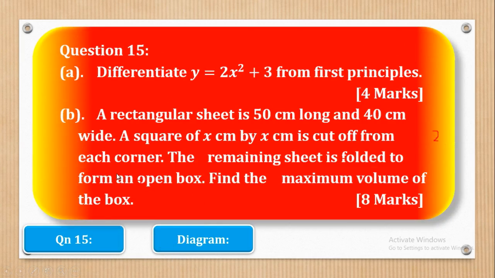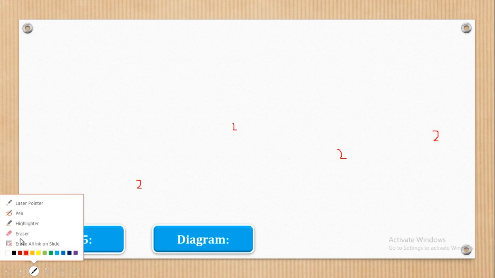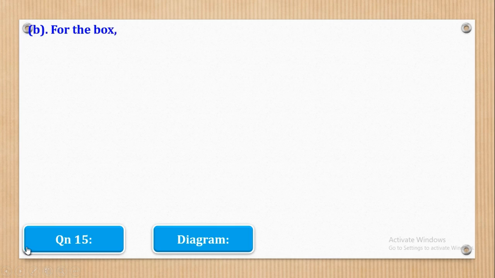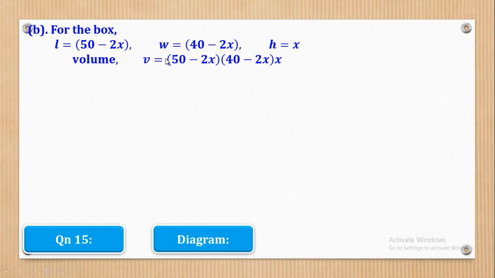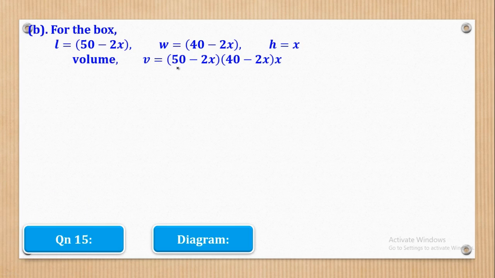So now they told us that the remaining sheet is folded. Now find the maximum volume of the box. So basically that's what they want, the maximum volume of the box. So we shall come and say, for the box, you already saw that the length is 50 minus 2x, the width is 40 minus 2x, and the height is x. So what does that mean? It means that now the volume will be equal to length times width times height.